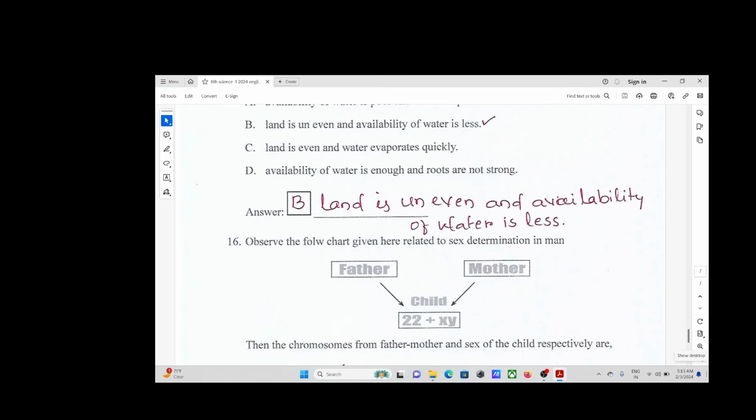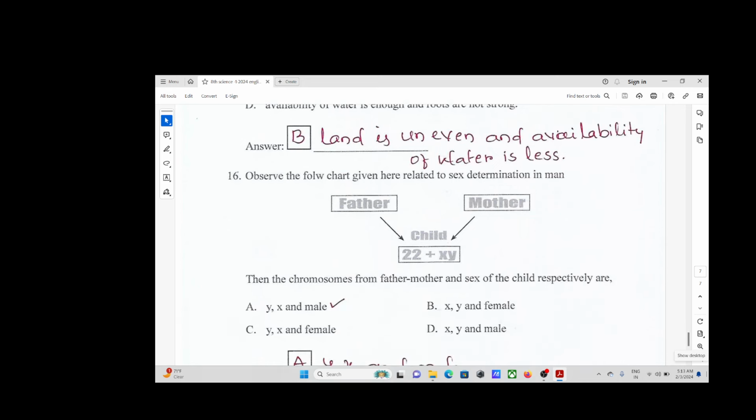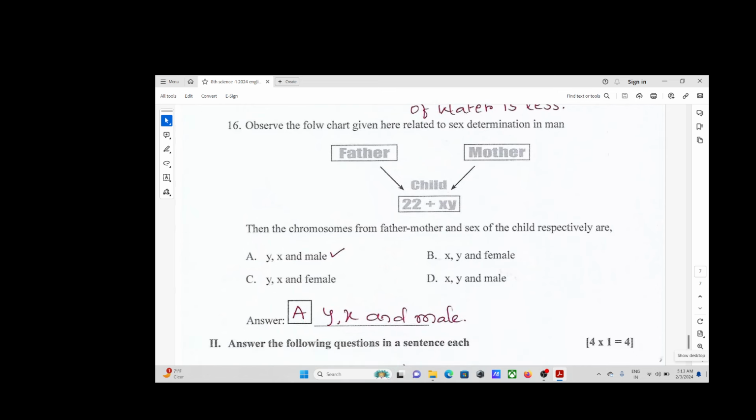Question number 16. Observe the flow chart given here related to sex determination in man. Then the chromosomes from father, mother and sex of the child respectively are option A, YX and male, B, XY and female, C, YX and female, D, XY and male. Correct answer is option A, YX and male.